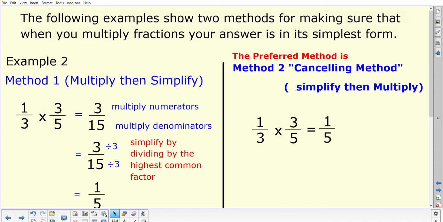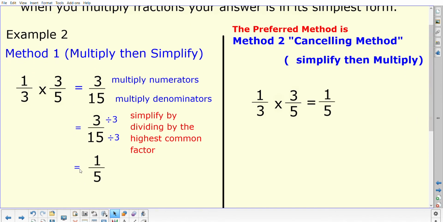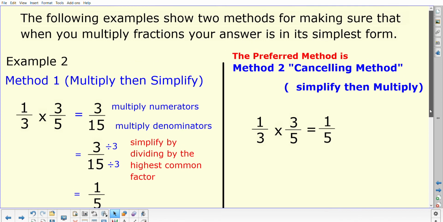And when you're simplifying, you're basically looking for what's the biggest number that will divide into that top number and into the bottom. So you're looking for what's called the highest common factor. In this case, that is 3, and that means that the fraction simplifies down to 1/5, and it's the 1/5 that would be your final answer. However, rather than multiplying and then simplifying, we can actually do what's called the cancelling method by simplifying first and then doing the multiplying. So how do we do that?